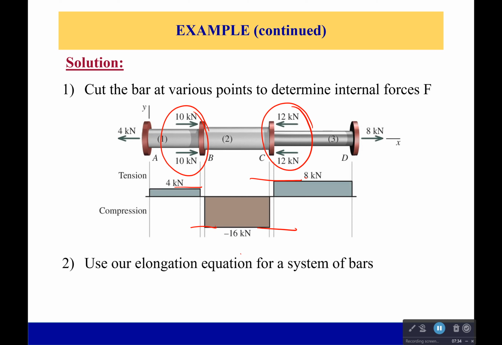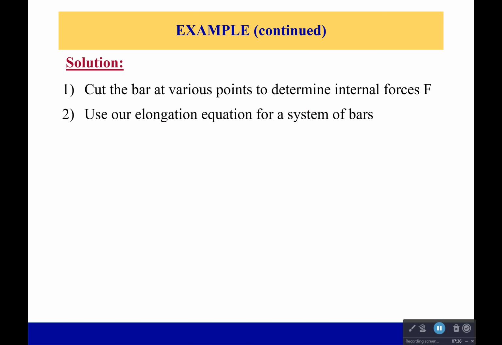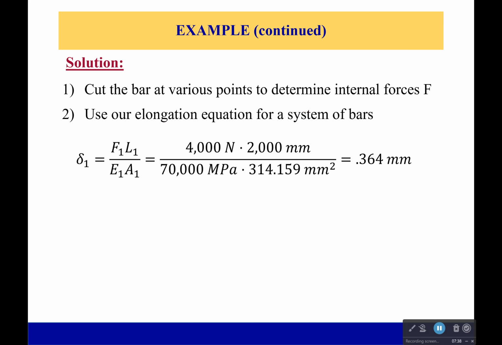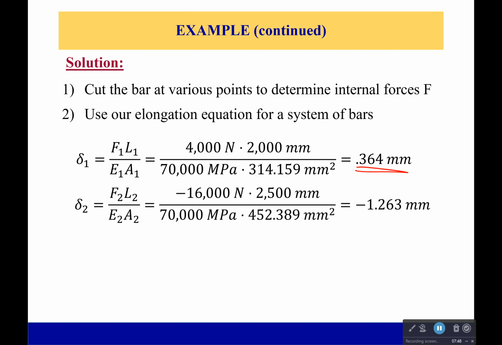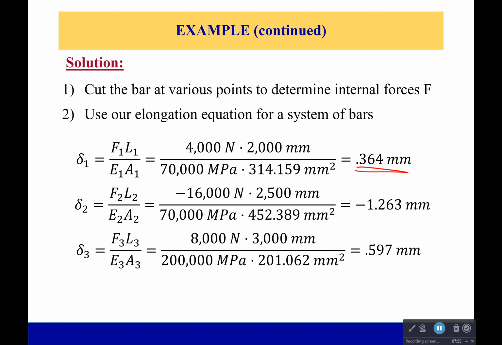So now we're going to use our elongation equation for this system of bars. So we get delta 1 is force times length over elasticity times area, and it comes out to be 0.364 millimeters. It's positive because it was in tension. For our second section, it's negative because it was in compression. And for our third section, it's positive because it was in tension. And for our total elongation, we add them all up.